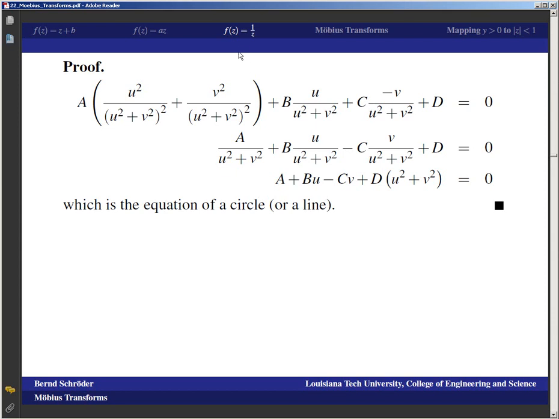So this means that f of z equals 1 over z is a function that maps circles or lines to circles or lines, but you can also see if a is equal to 0, then the input would have been a line, and that goes to a circle, and if d was equal to 0, then the input would have been a circle, and that goes to a line, assuming always that the other numbers are not 0.